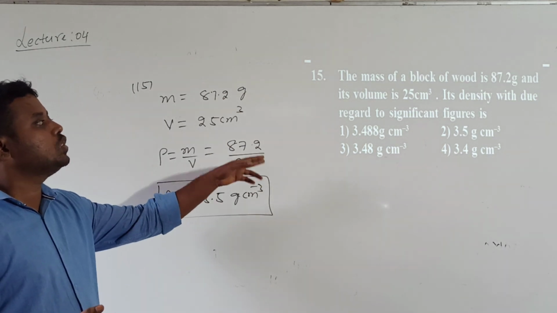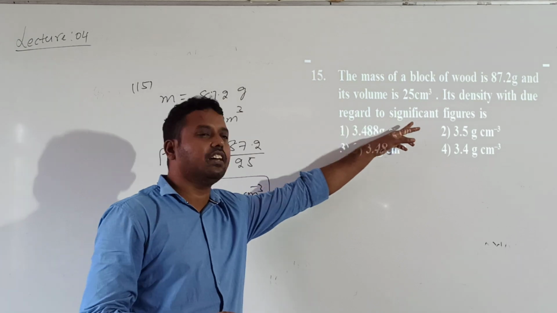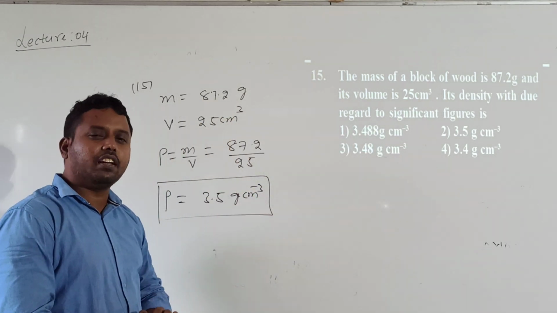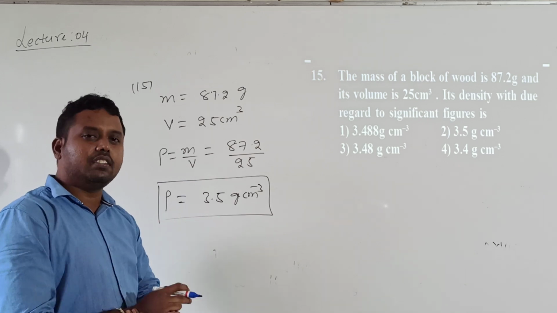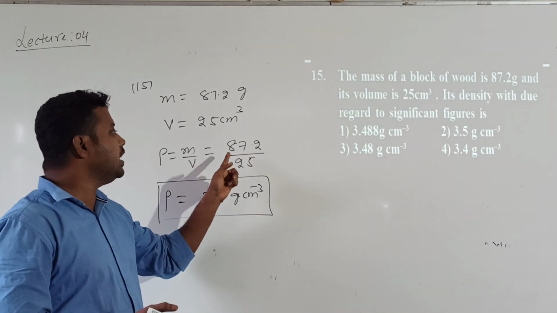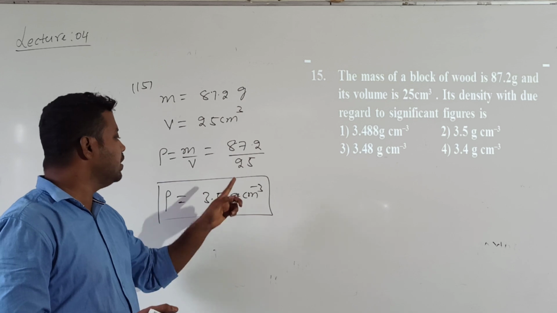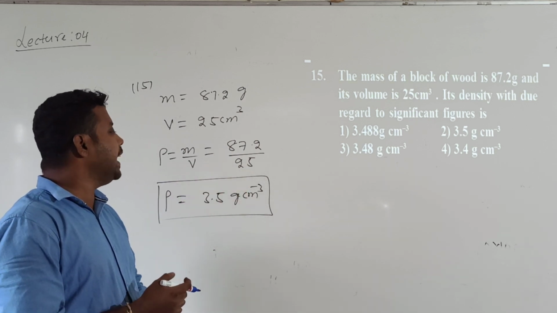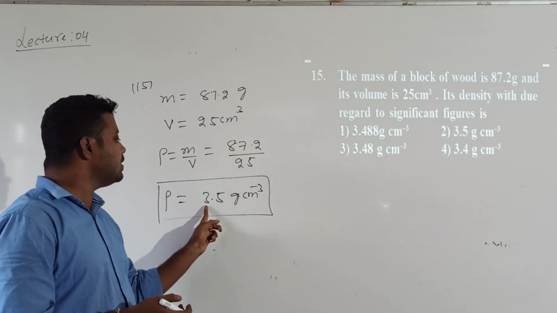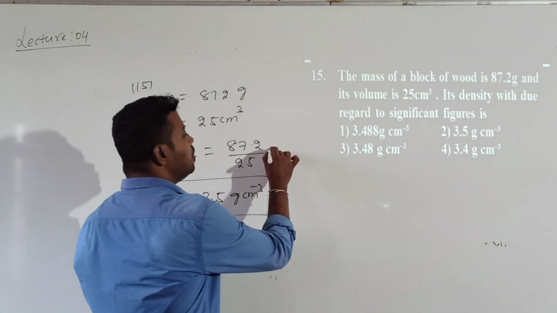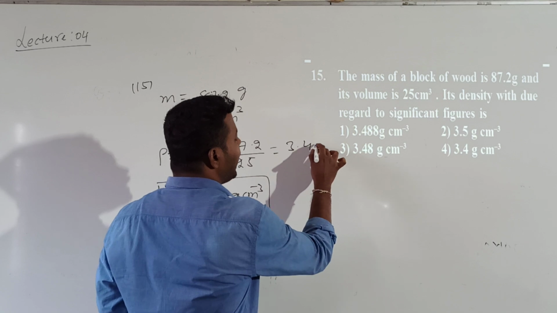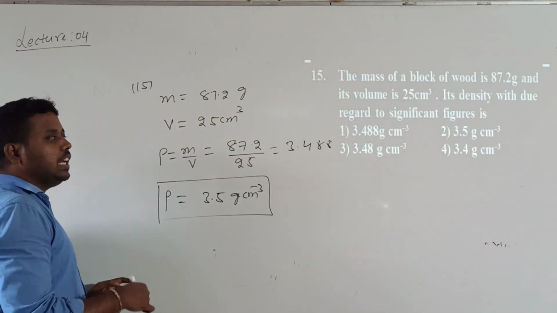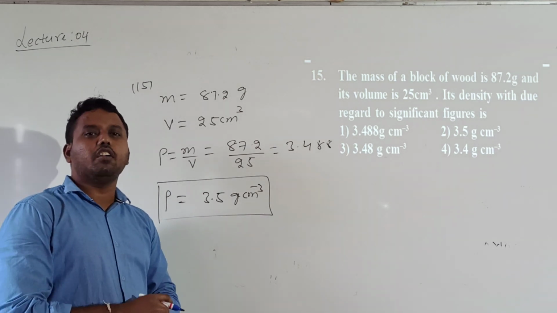They are asking about significant figures. In order to write it with respect to significant figures, you need to reduce the number of digits. After reducing, you will not get exactly 3.5; the value is 3.488 something, which can be written as 3.5. Here you need to follow the rounding of numbers.